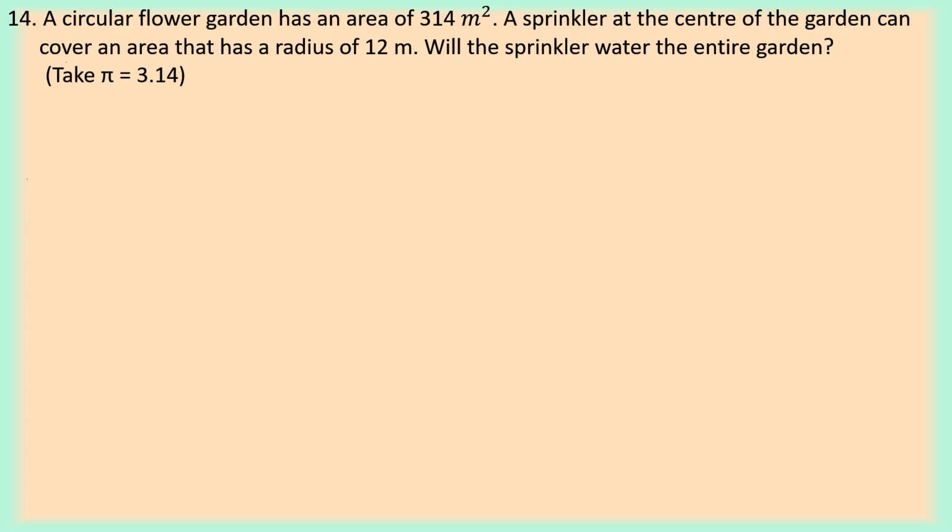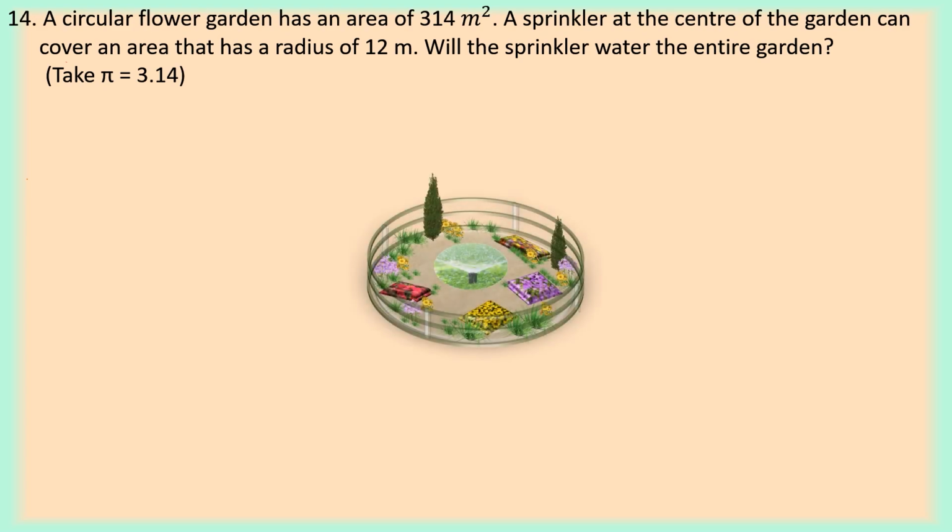So, what is given here? Suppose this is the circular garden. Its area is given. It is 314 meters square. Also, you can see a sprinkler at the center of the garden. Here the question is, will this sprinkler water the entire garden?